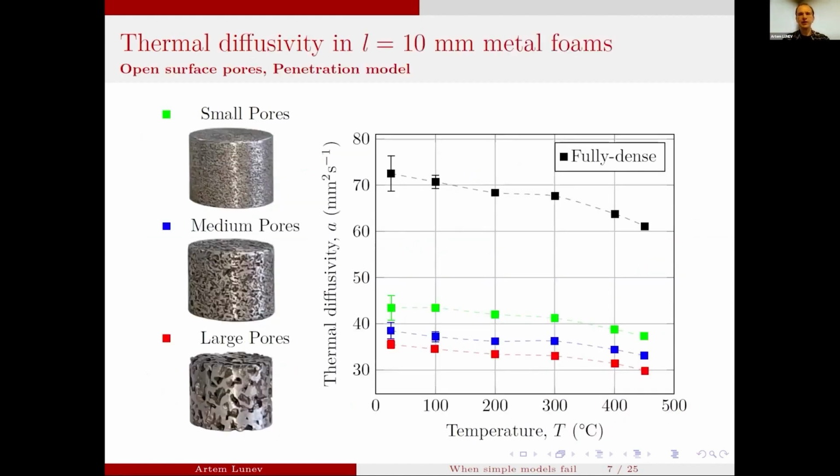So then when you look at the temperature dependence of the thermal diffusivity for different samples, you can see that the thermal diffusivity of porous samples changes depending on the size distribution of the porosity.